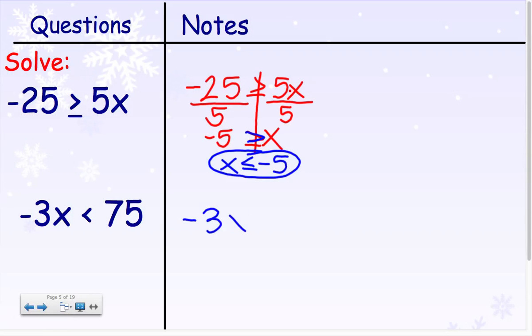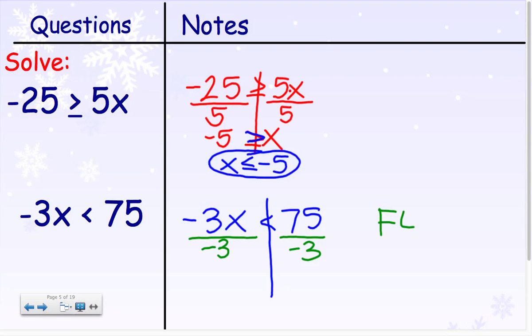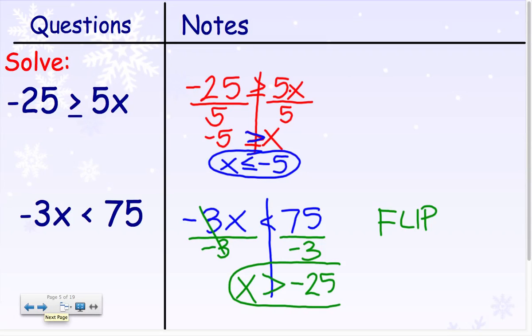Negative 3x is less than 75. I'm dividing both sides by a negative 3. Since I'm dividing by a negative 3, I have to flip. So it'll go from less than to greater than. 75 divided by negative 3 is negative 25. Variable on the left, so I don't need to rewrite it.